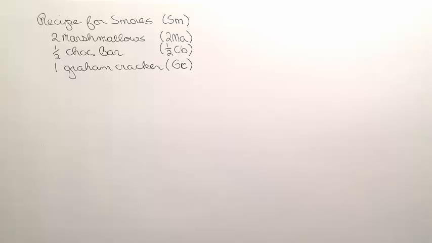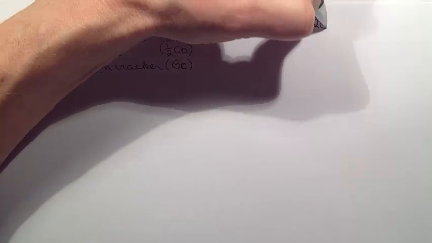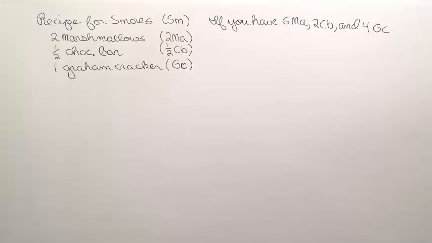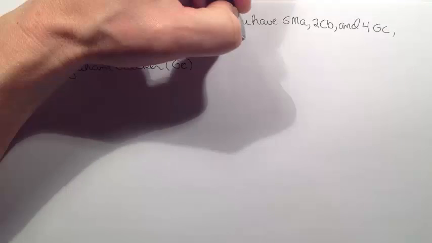Notice that these abbreviations are just the kind of simplifications that chemists like to make for the elements. Alright, we have the recipe. The next step is to look in the cupboard and see what ingredients we have at hand. Let's say we have 6 marshmallows, 2 chocolate bars, and 4 graham crackers. We now pose the question, how many s'mores can we make?